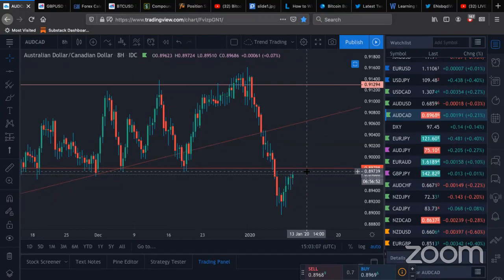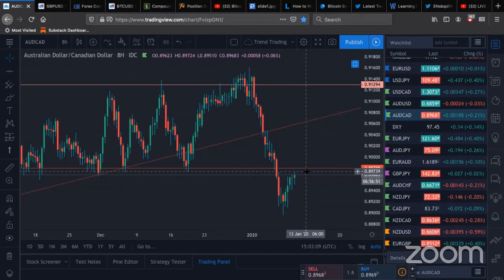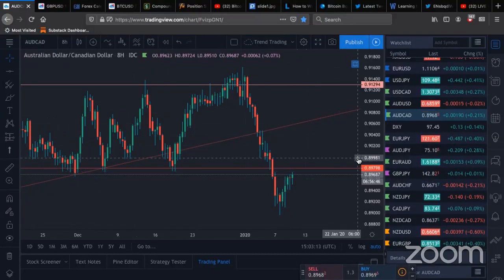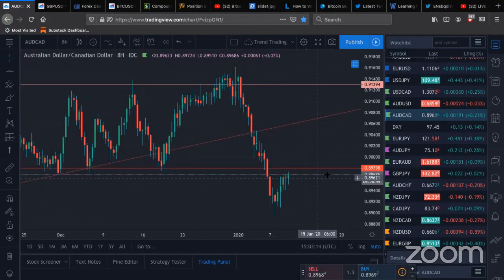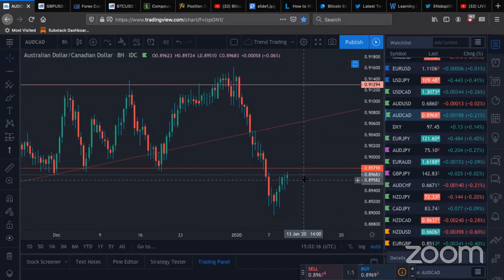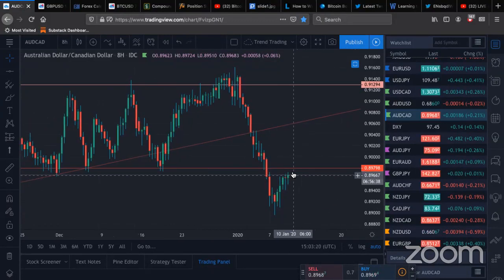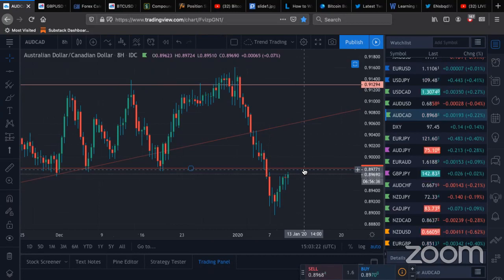I'm trying to think if this is something I would look at overnight. I'm not sure. I'm going to come back to it and look at it and figure out whether or not this might be something that I would consider looking for a possible entry overnight until tomorrow.